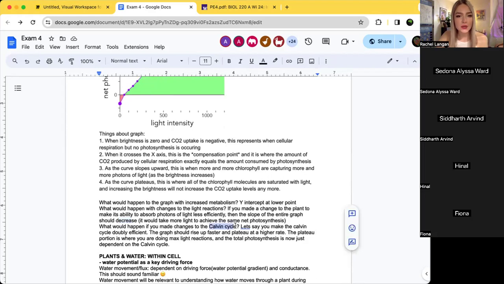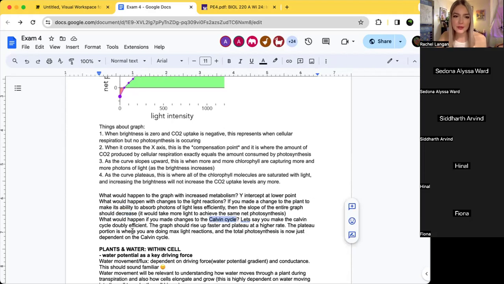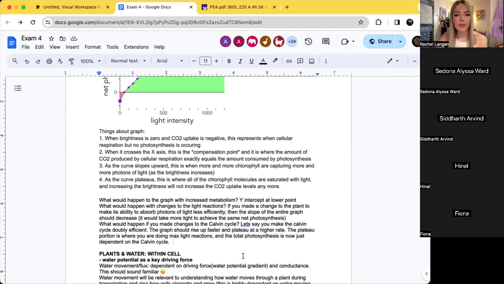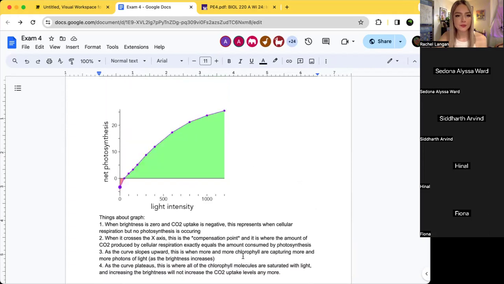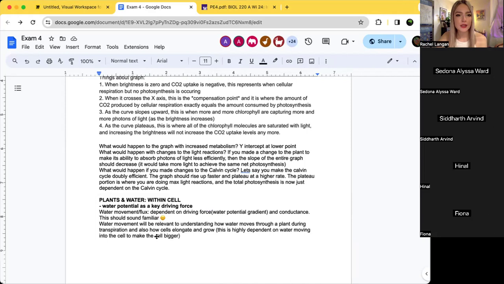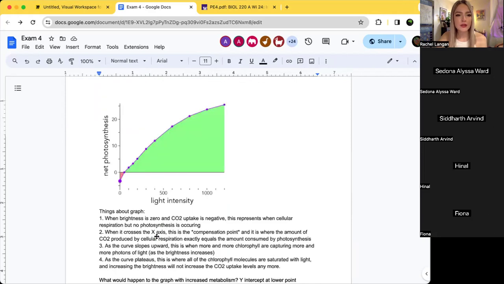If you make changes to the Calvin cycle, like a more efficient Rubisco, like someone just said, then it's going to increase faster. That shows you it's going to have higher points along the entire graph, and also plateau at a higher level. So that's something I could definitely see him asking about. Any other questions about the graph?